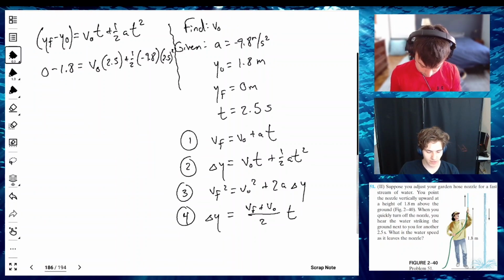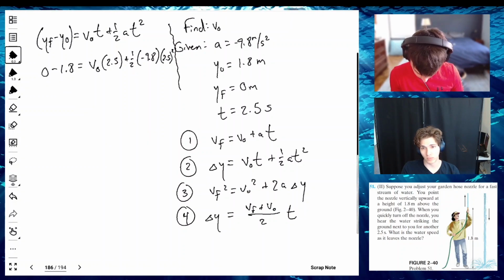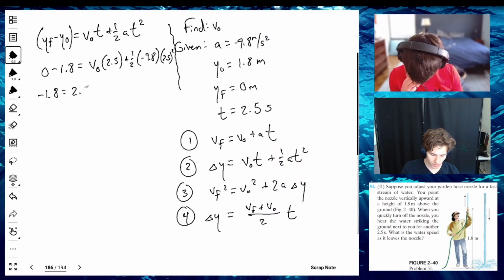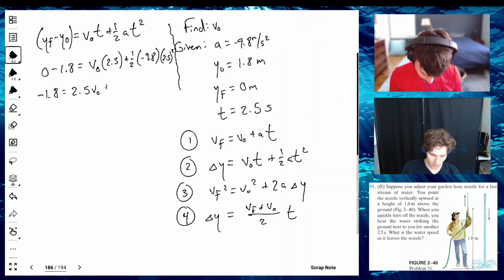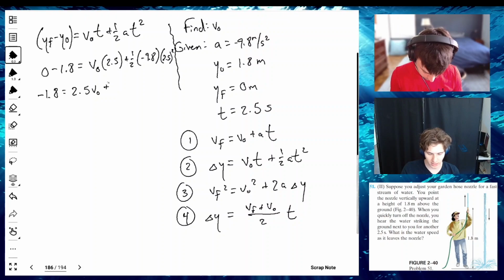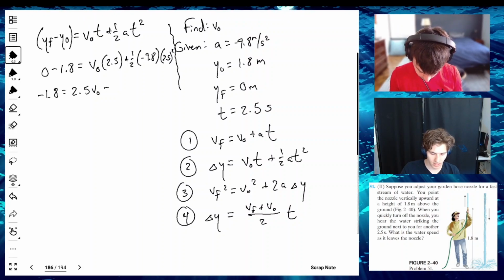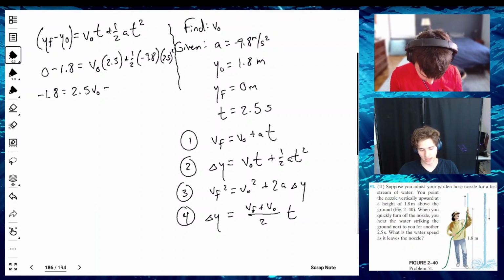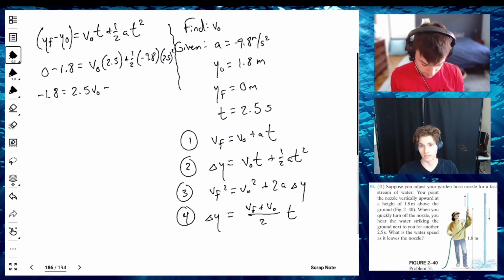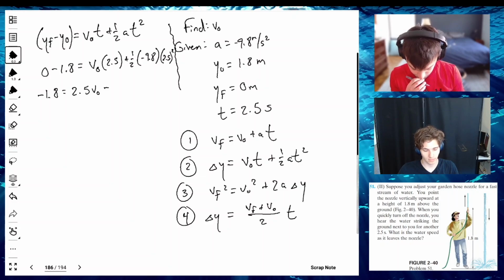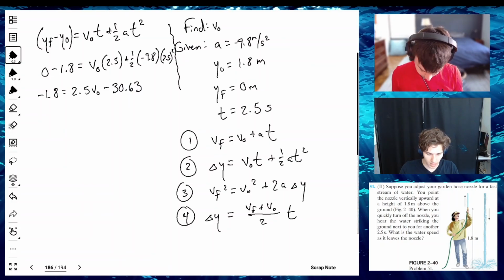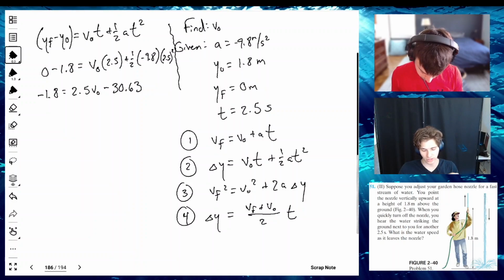Let's begin to simplify this. What's 0 minus 1.8? Negative 1.8. Nice. And then we have 2.5 V naught plus, and then I'm going to actually do minus here. What is 1/2 times 9.8 times 2.5 squared? It's definitely a calculator question. So I got rounded negative 30.63. Perfect. Now, how should we do the algebra from here?